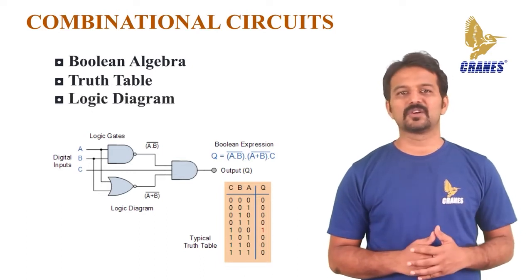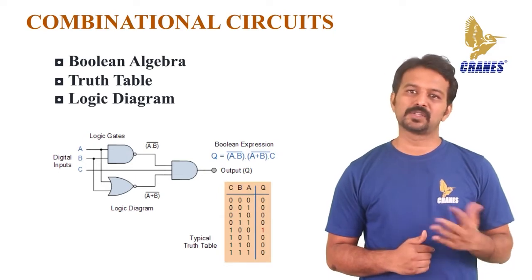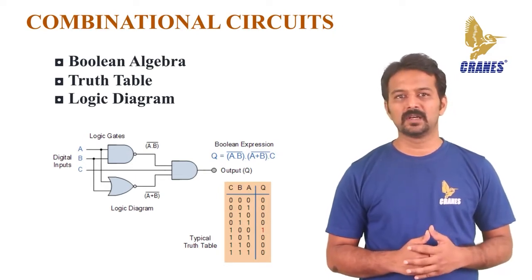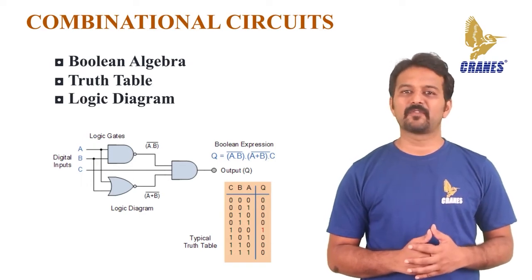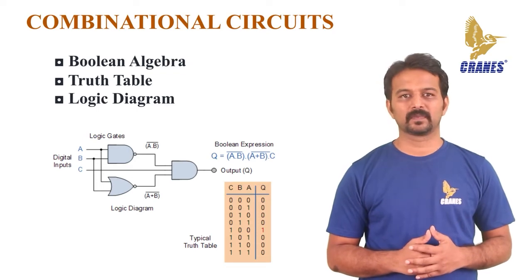The third one is the logic diagram. This is a graphical representation of a logic circuit that shows the wiring and the connections of each individual logic gate, which is represented by a specific graphical symbol that implements the logic circuit.